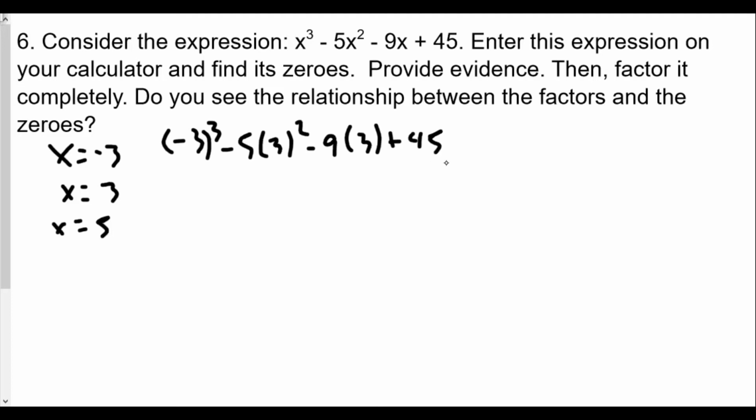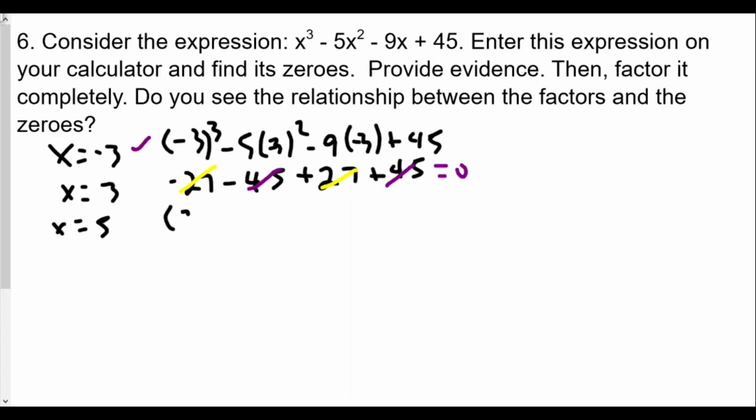So negative 3 to the third is negative 27. Negative 3 squared is positive 9 times negative 5 is negative 45. And negative 9 times negative 3 is plus 27, plus 45. We see that the negative 27 cancels with the positive 27, and the negative 45 cancels with the positive 45, we get 0. So this works out fine.